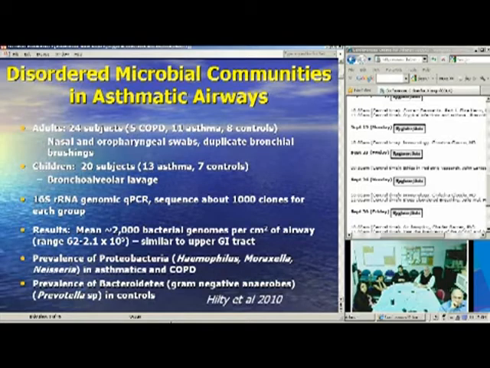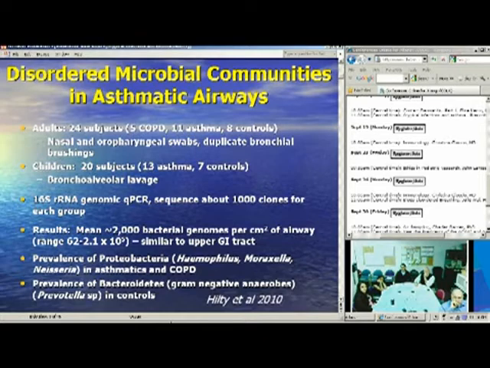They looked at the 16S ribosomal RNA using PCR and sequenced about 1,000 clones for each individual in each group. And they came up with the observation that there appears to be a normal flora in the upper airway, or in all of the airways, and the lower airway is rather similar to the upper GI tract, with maybe about 2,000 bacterial genomes per square centimeter of airway.